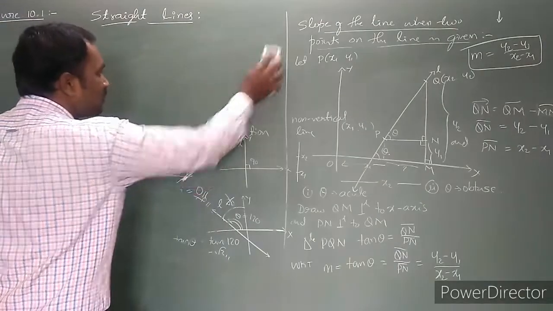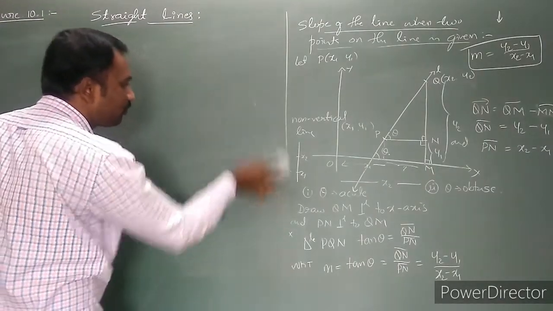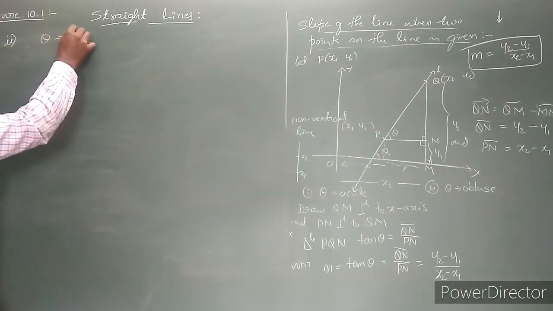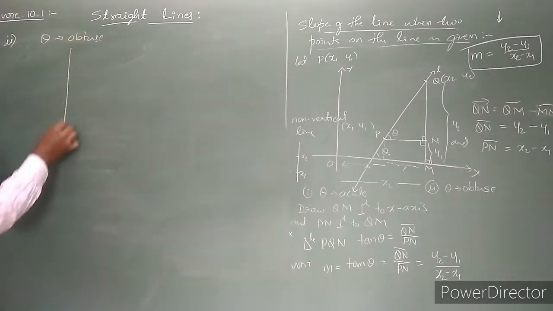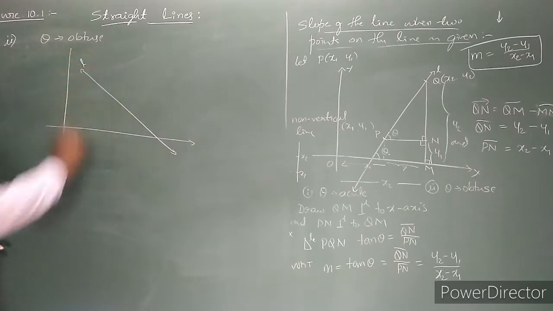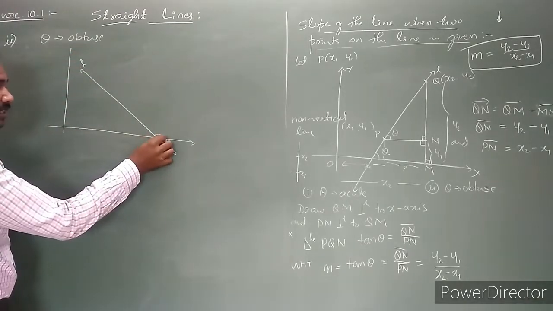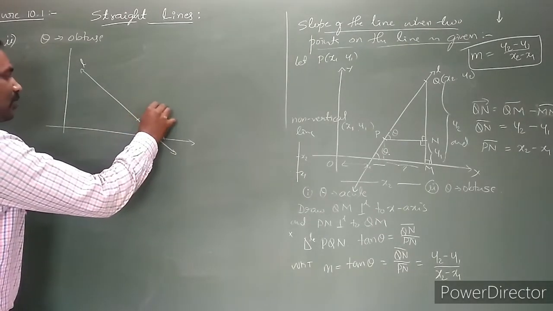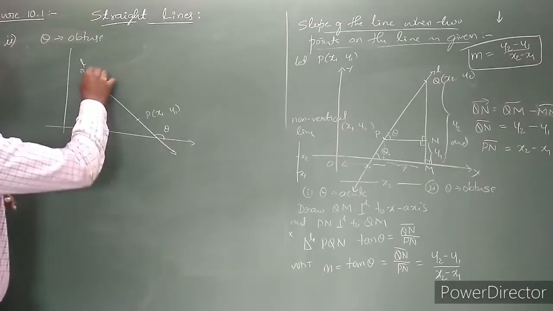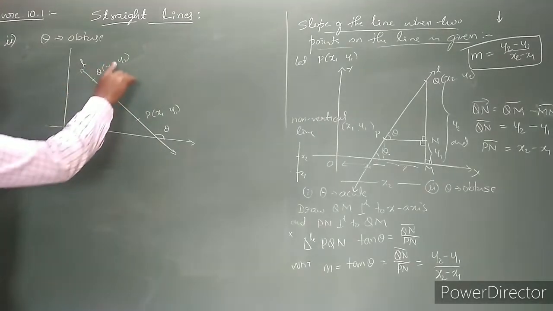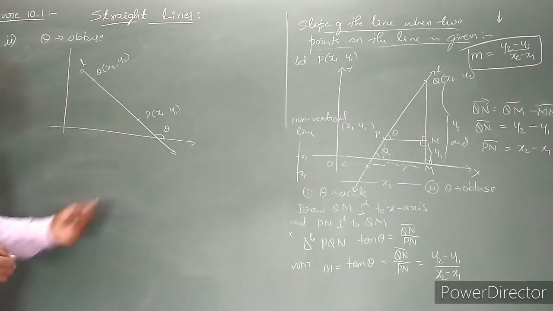Whenever theta is an obtuse angle, in that case, how to find the slope of the line? Whenever two points on the line are given, the second case is theta is an obtuse angle. What is the shape of the line? Suppose the line is in this manner. This is the non-vertical line, and here theta is given. This is theta, and the P coordinate is given, x1, y1, and the Q coordinate is given, x2, y2. So given points are P and Q.